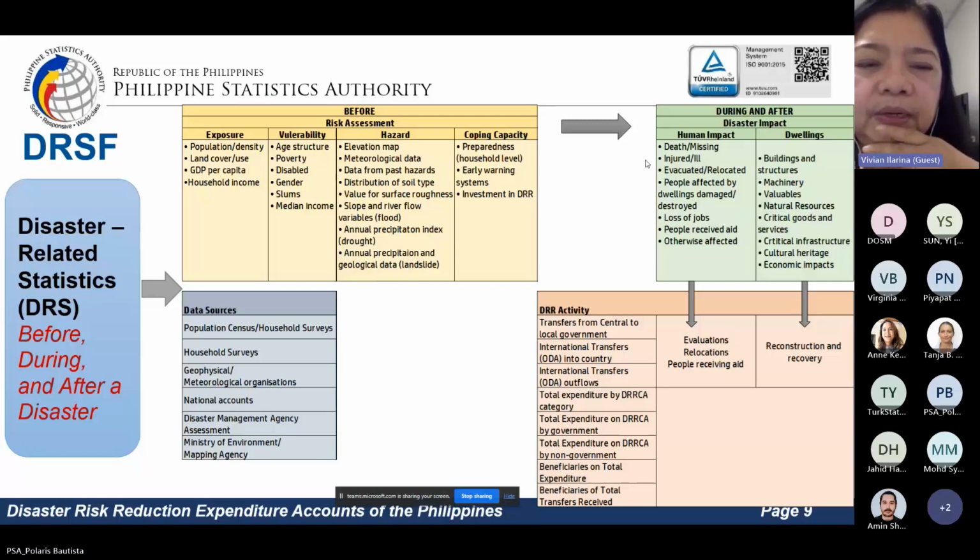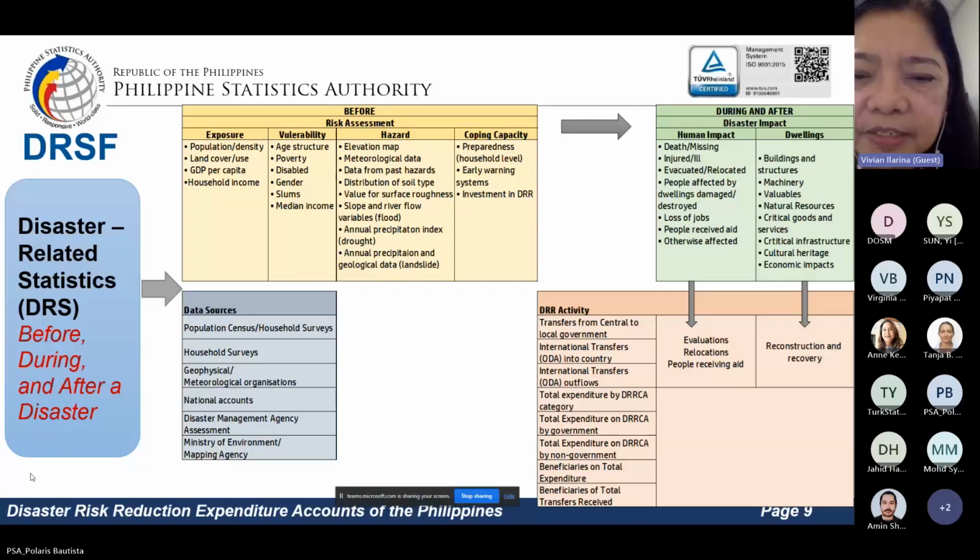This slide will tell you the type of disaster statistics that we would need. These are statistics that we need before the onset of the disaster, during the onset, and after the onset of the disaster. The pink color here was already articulated earlier by the previous speakers, and this will now be the general view of how the DRRE expenditure will be developed. So you have information from transfers, meaning those provided by the rest of the world, by the central government, or by the local government.